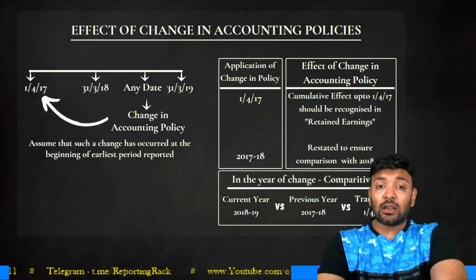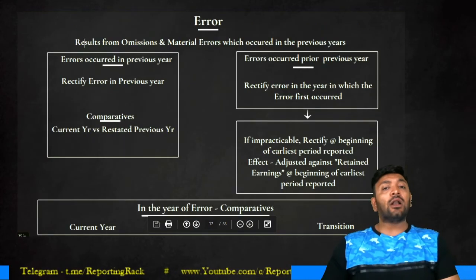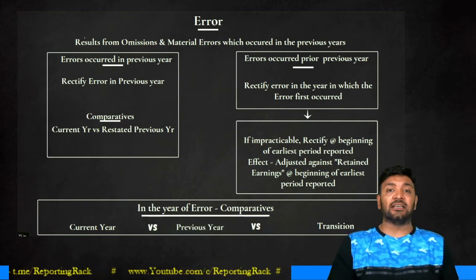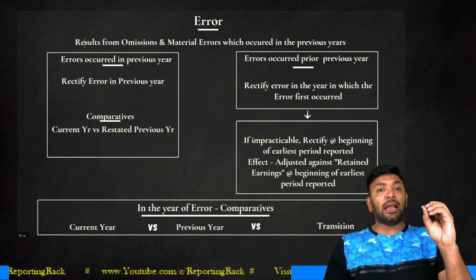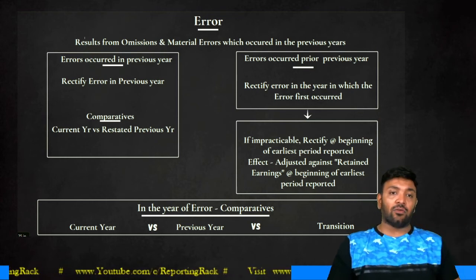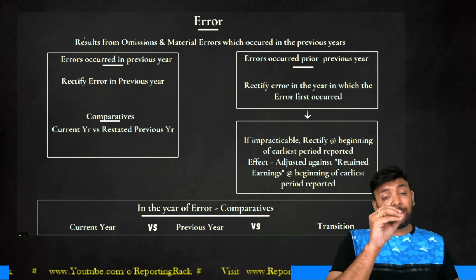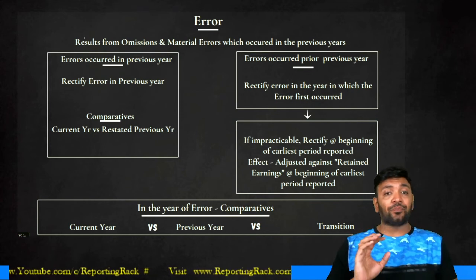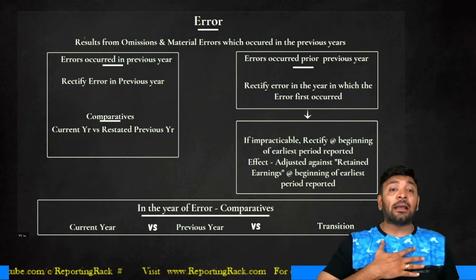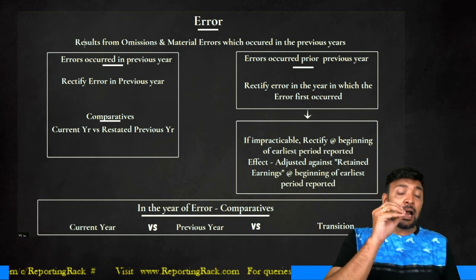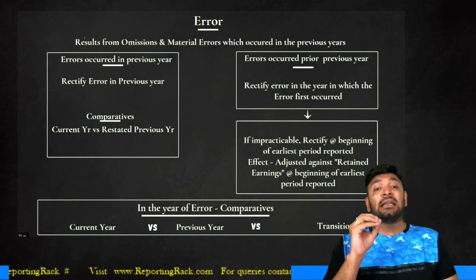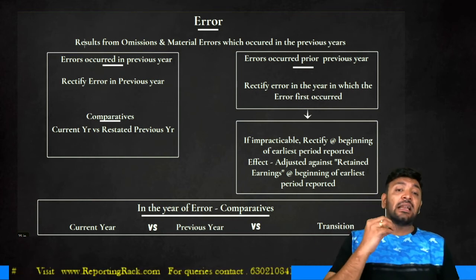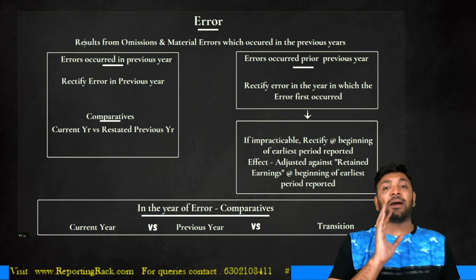Yes, guys, since we are done with accounting policies, let us go with errors. What is an error? Error results from an omission or a material error that occurred in the previous years. Let's say, for example, a material error occurred in the previous year. What do I do? I'll correct the error in the previous year itself. Therefore, in the current year, when I'm presenting the comparatives, I will compare the current year with the restated or corrected previous year. After the error gets corrected, the restated previous year figures should be presented as comparative.